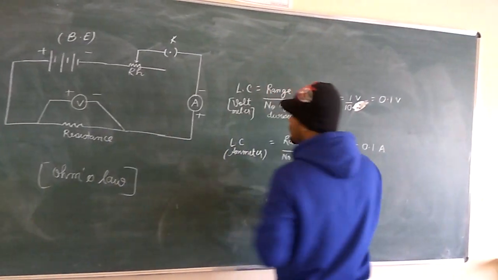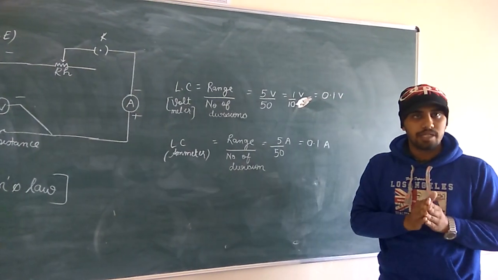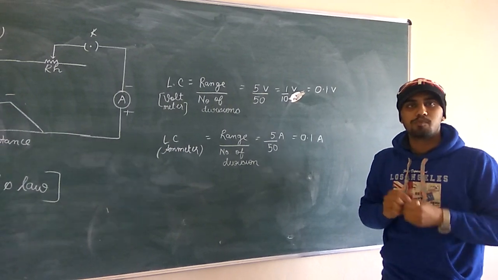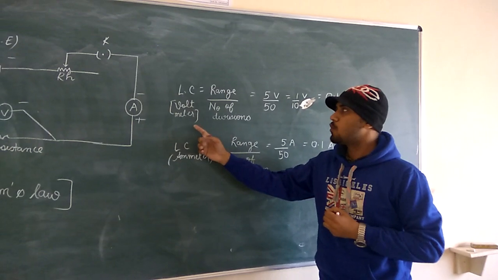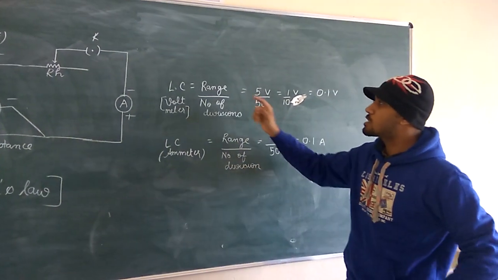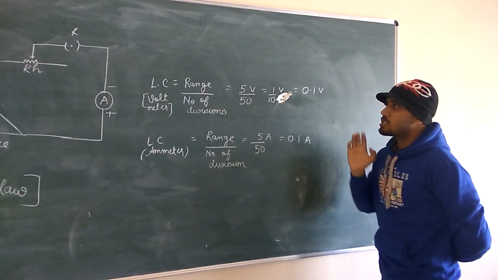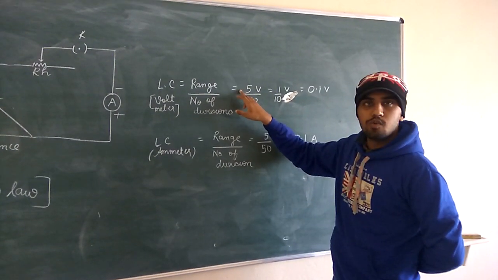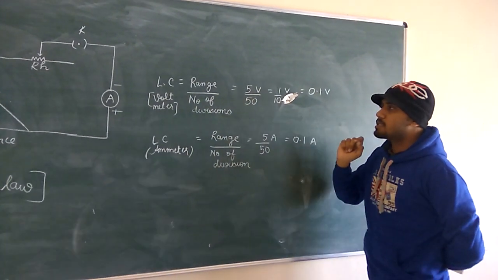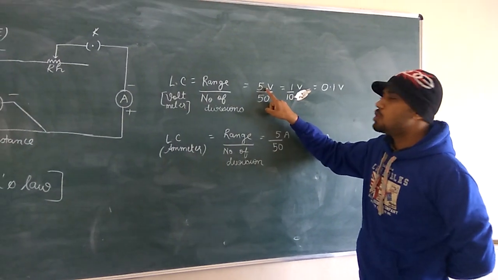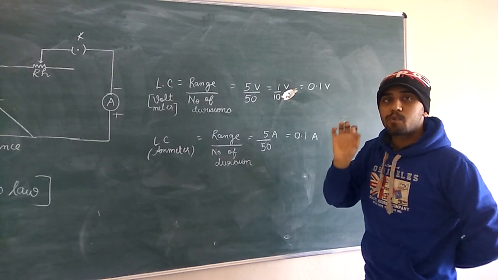Here we have taken the least count of the circuit. Least count means the minimum reading that a circuit or an instrument can acquire. First of all, we have taken the least count of the voltmeter. The formula of least count is range upon number of divisions. What do you mean by range? Range means the maximum value a device can measure. In our circuit, in the voltmeter, the maximum value is 5 volt, meaning it can measure up to 5 volt.